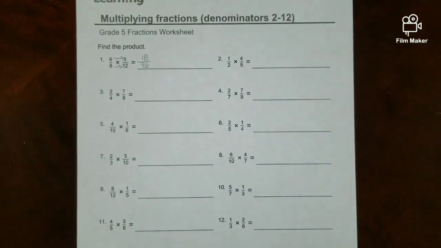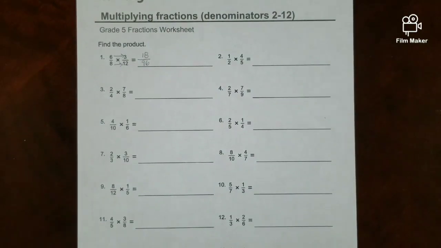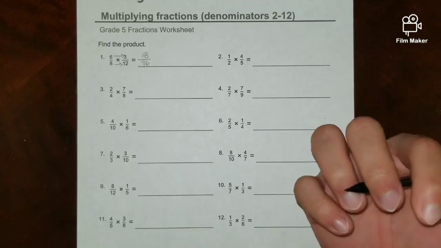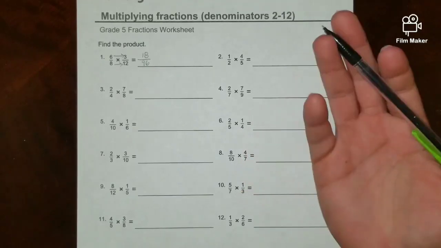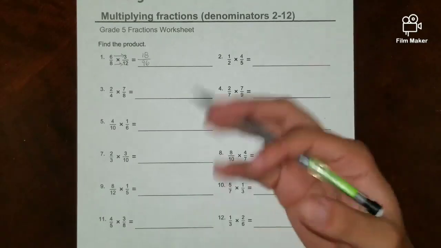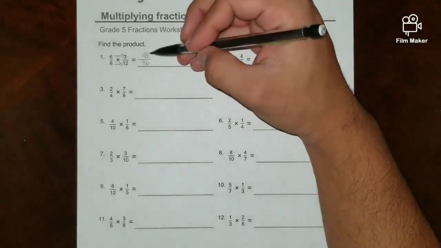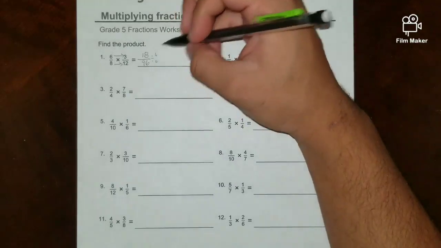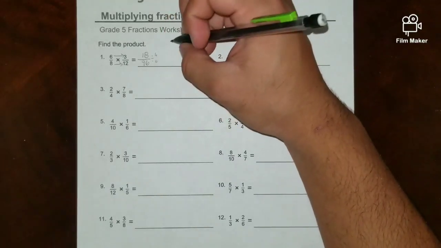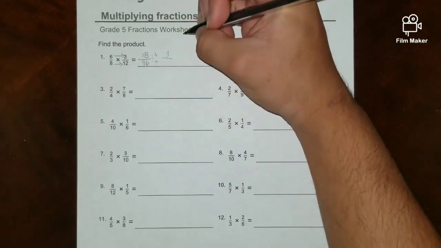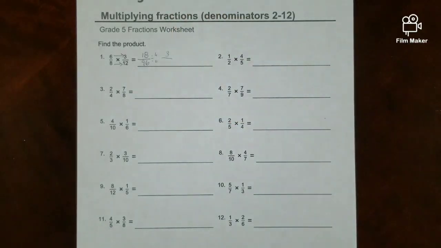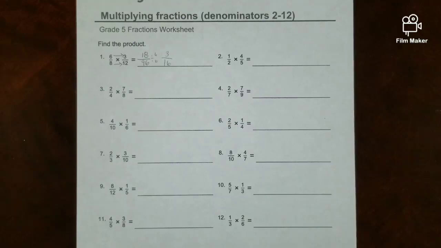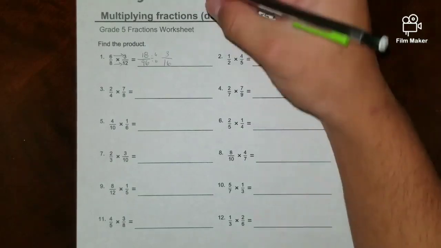And since these are both even numbers, we can reduce them to make the fraction smaller. To reduce them, we need to find a common number that both of these can divide into. I'm thinking 2 might be small, 4, we can't use 4, so maybe 6. Let's try 6, because I know 6 can go into 18. So if we divided each side by 6, 18 divided by 6 would give us 3, and 96 divided by 6 would give us 16. And since this cannot be reduced any further, that would be our answer, 3 over 16.